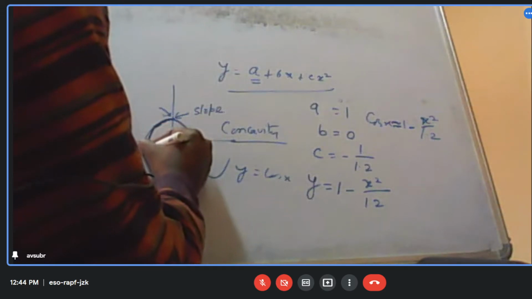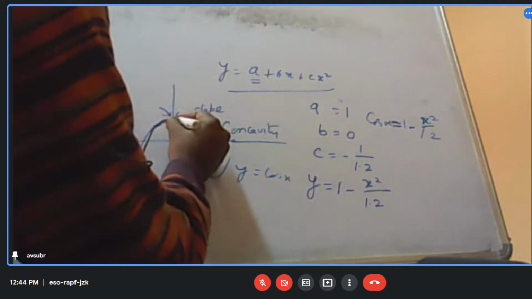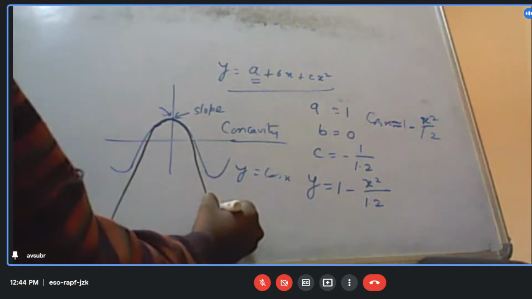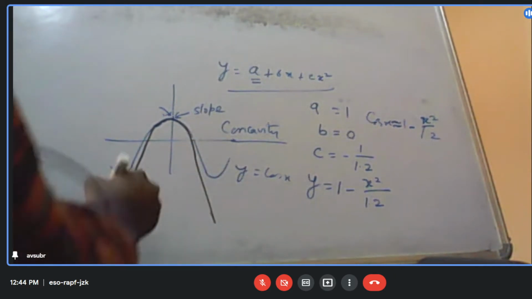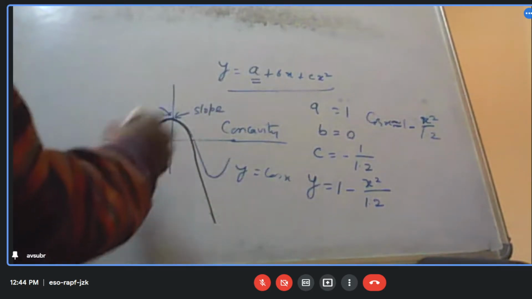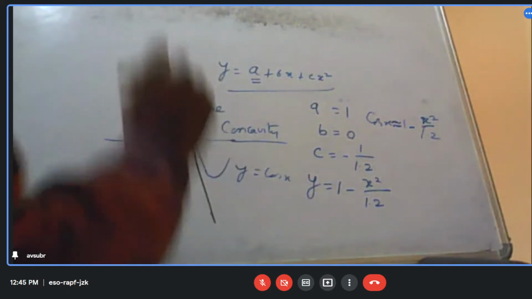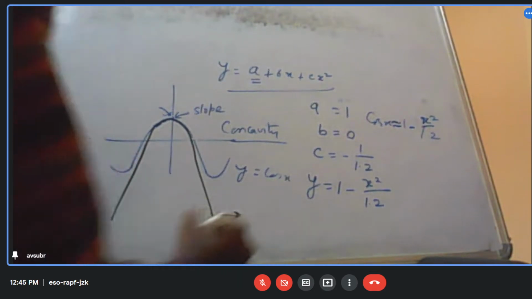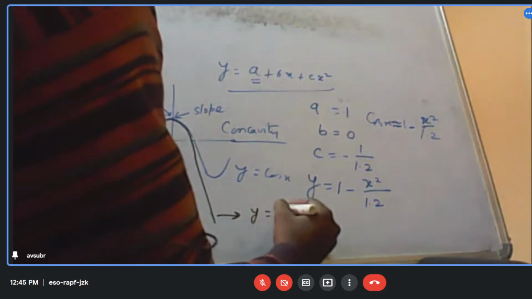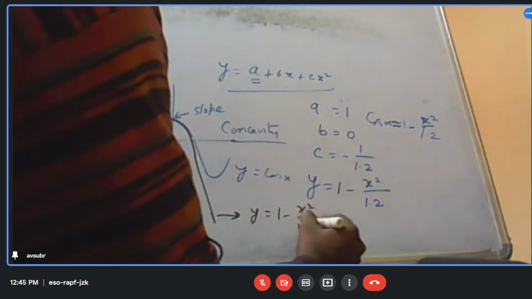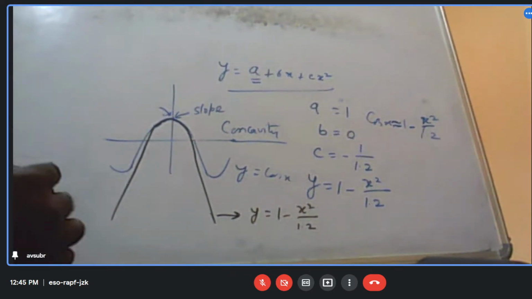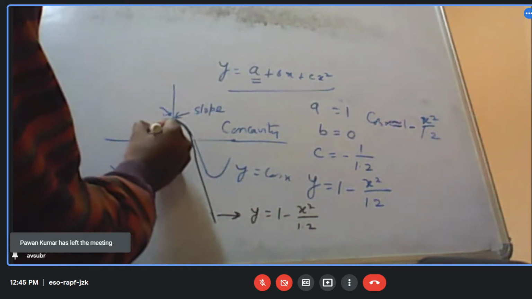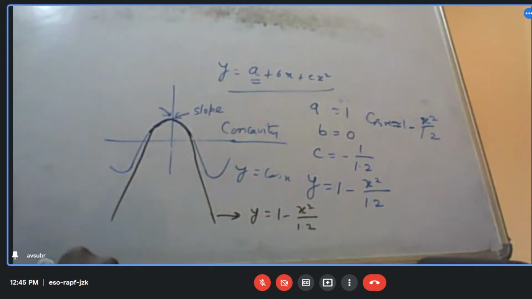It will look something like this. Okay. Not exactly what I am saying, but anyway, like that. This is a parabola. Okay, this is a parabola, and this is your y equal to 1 minus x square by 1. So, what do you see now? Tell me what you see.